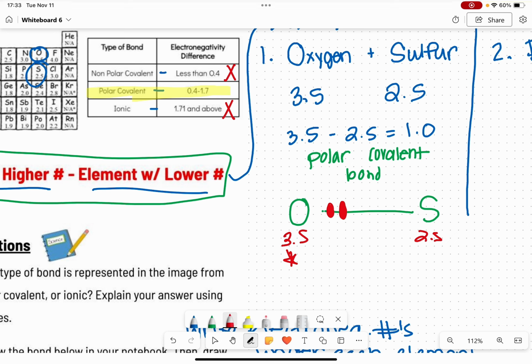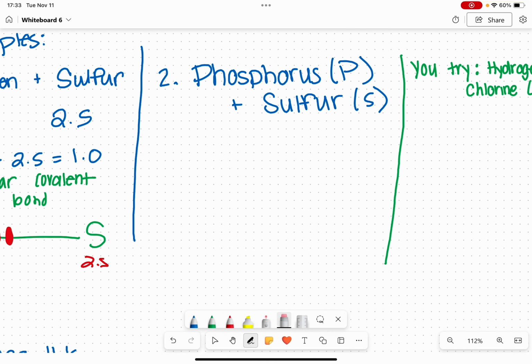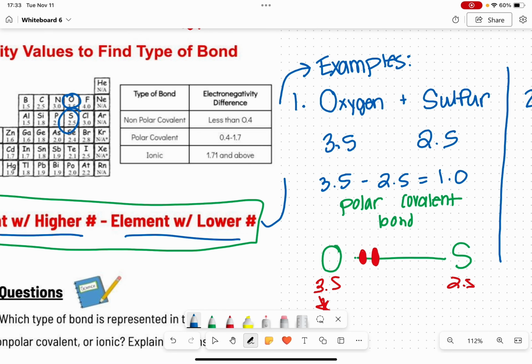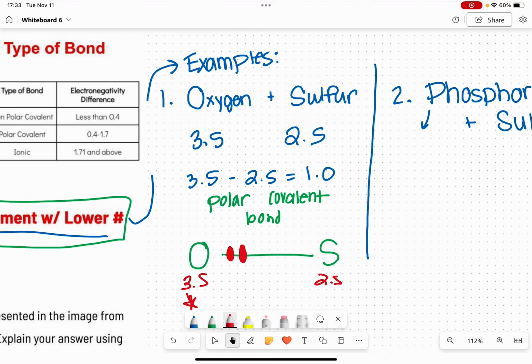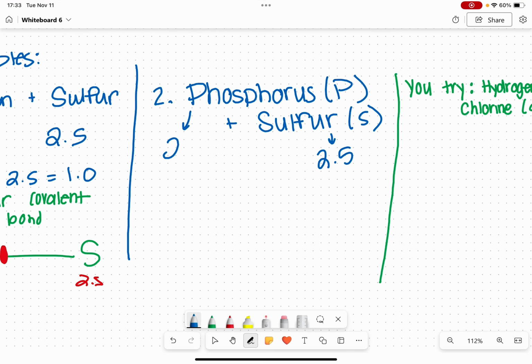Okay. So the next example we are going to do is phosphorus and sulfur. We know from the last one that sulfur is 2.5, and phosphorus, if I look at my chart, is 2.1. So I'm going to do bigger number minus smaller number, 2.5 minus 2.1. That is going to be 0.4.